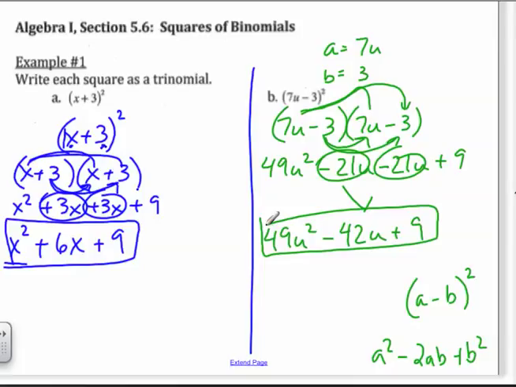And you're welcome to use that pattern, but you can also see that when we multiply it out, we're going to get the same thing. All right? Good job, guys. Let's move on to the next example.